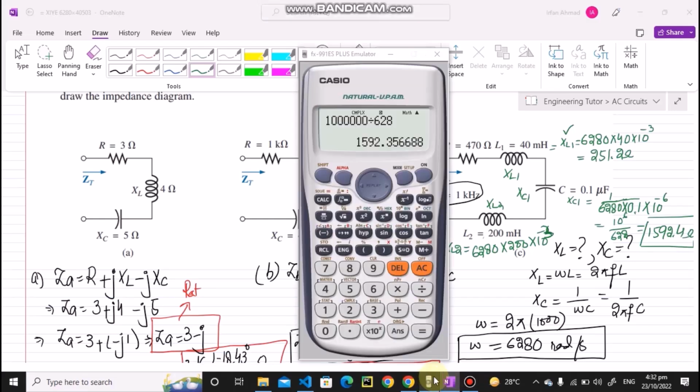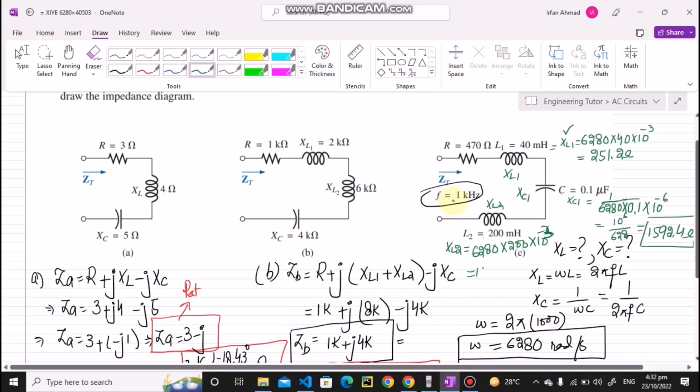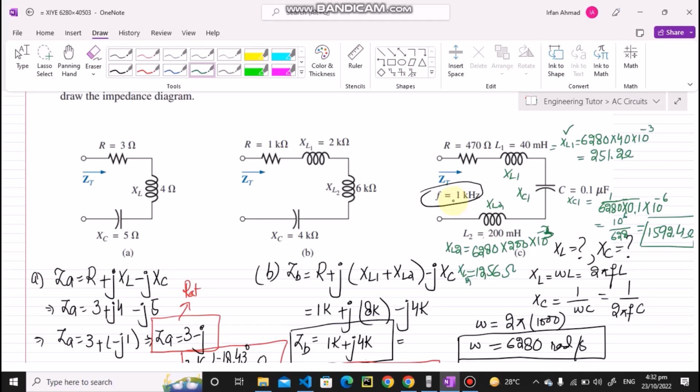So now 6280 multiplied by 200, and divided by 1000, what I will get here is 1256. So here it will be 1256 ohm. So that is the value of XL2.